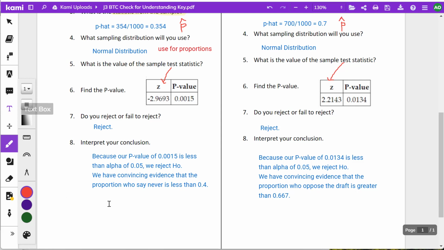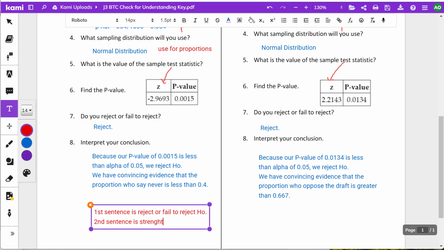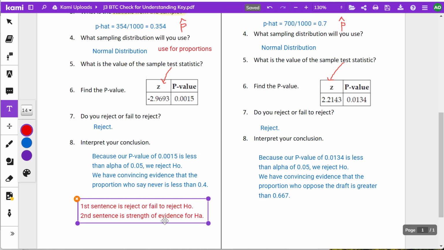So let me just add a little note. First sentence is reject or fail to reject H0. Second sentence is strength of evidence for HA. All right, so that's how you tend to construct your conclusion.